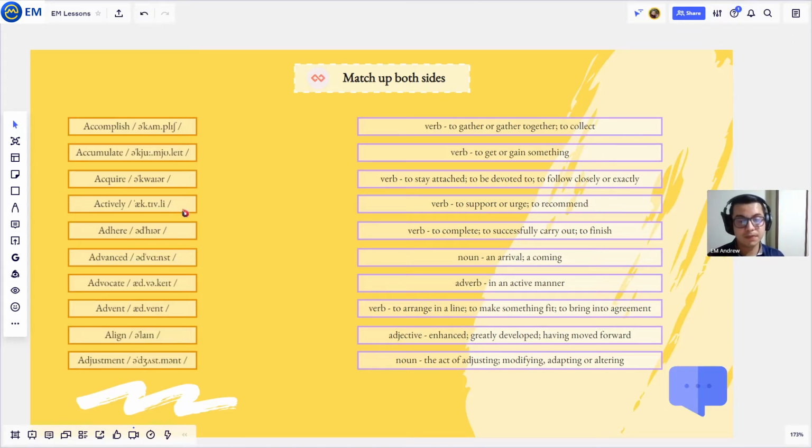Also, remember the pronunciation for every word. But this time, keep your mind focused on the pronunciation symbols, these phonetic symbols, so you can get a better understanding of the pronunciation. Accomplish, accumulate, acquire, actively, adhere, advanced, advocate, advent, align, adjustment. Okay, that's it. So, I'm going to complete all the activity now. So let me do it pretty quickly.